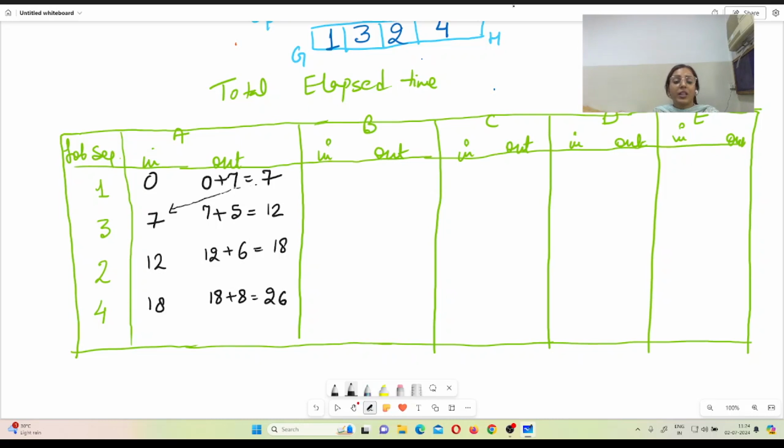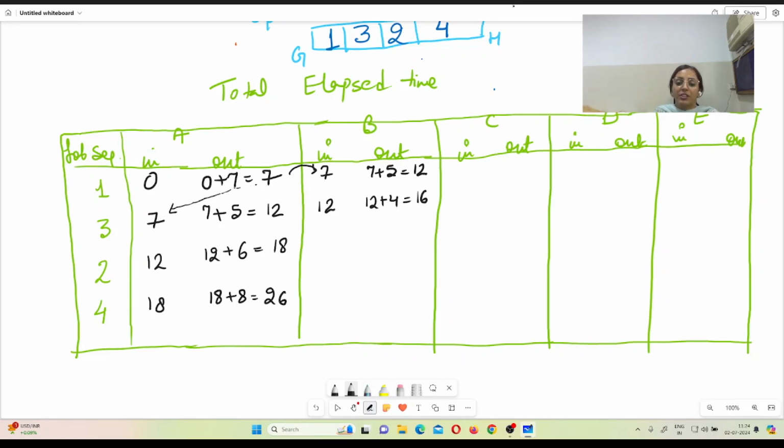Right. Now when machine A is working, till that time machine B has to remain idle, as the in time will be this one only. So here the 7 will come up. Right. Now for the job, how much processing time is there? 5 hours. So 7 plus 5 will be 12. Here it is 12 and here it is also 12, so we write 12 only. Then the processing time is 4. 12 plus 4 will be 16.